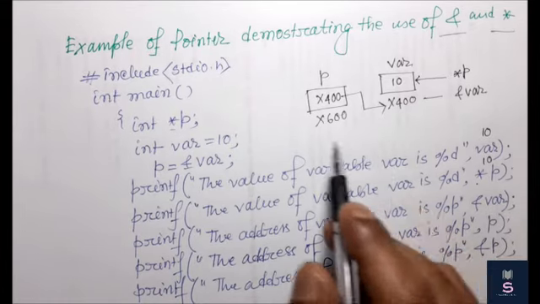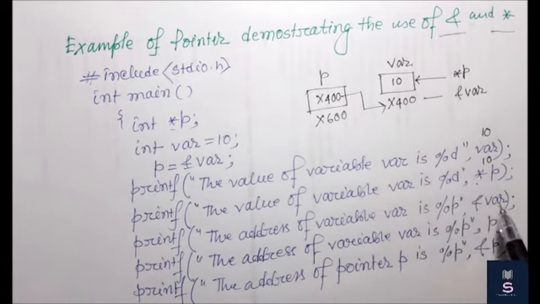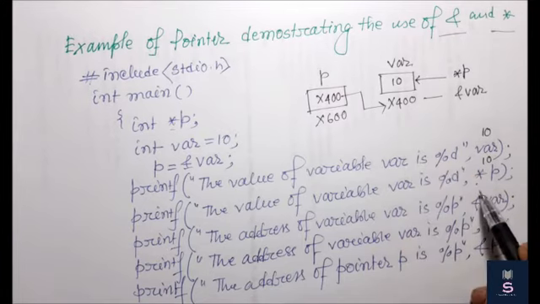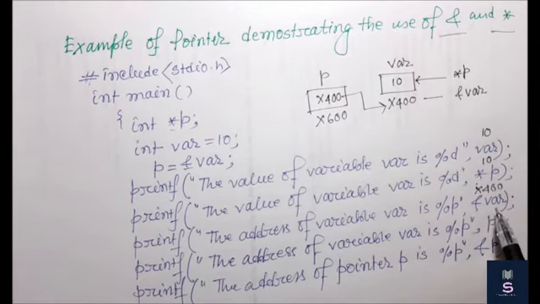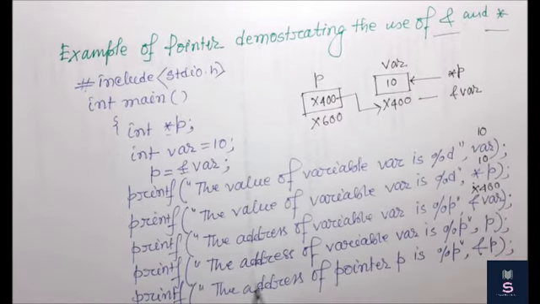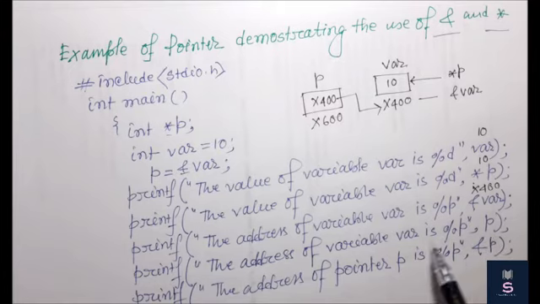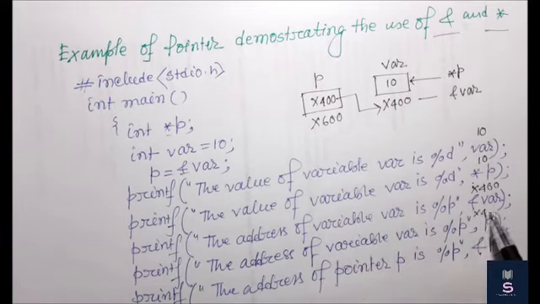So here I have just taken a simple example: what is the address of var? It is 0x400. So according to my example, it will print 0x400, right? And the address of variable var is... what is the value of p? Value of p is 0x400, so it will also print 0x400.